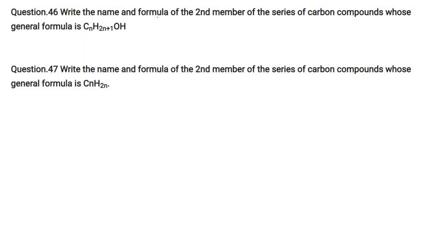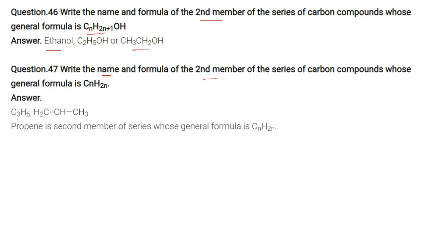Write the name and formula of the second member of the series of carbon compounds whose general formula is CnH2n+1 OH. Ethanol, C2H5OH, which can be written as CH3CH2OH. Write the name and formula of the second member of the series of carbon compounds whose general formula is CnH2n. So this is C3H6. You can write it as H2C double bond CH, single bond CH3. Propene is the second member of the series whose general formula is CnH2n.